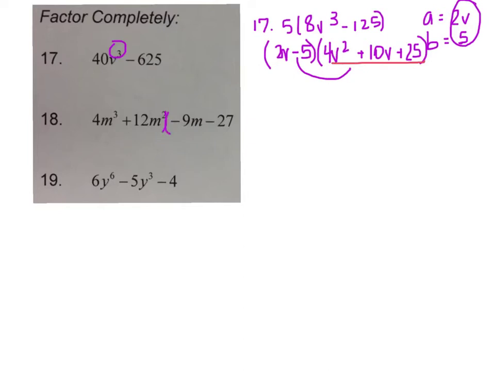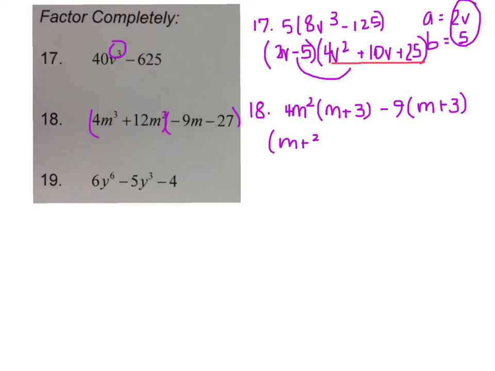In 18, I'm going to end up grouping, and the first group I can take out of 4, m squared, leaving me m plus 3. And I can take out a negative 9, leaving me m plus 3. They match, so I'm going to pull that out. And what's left?